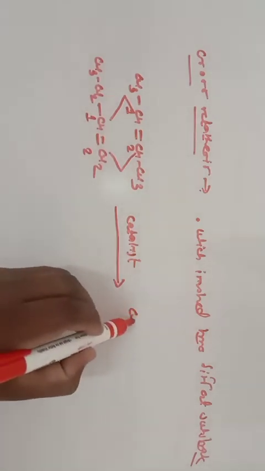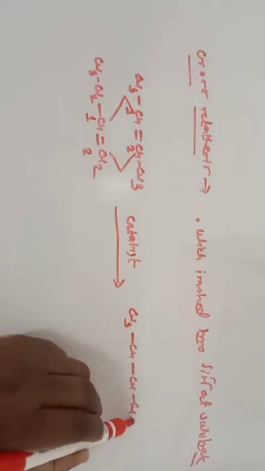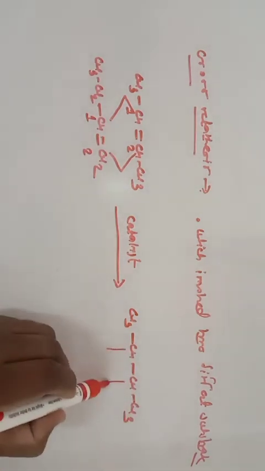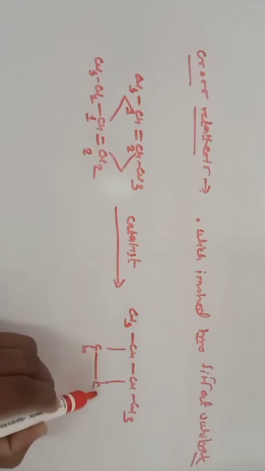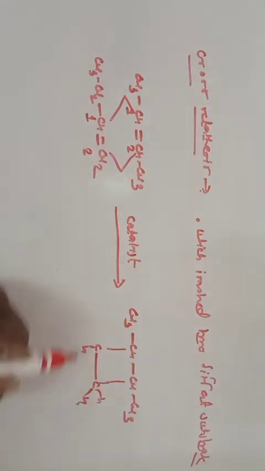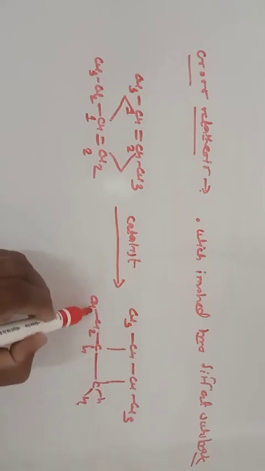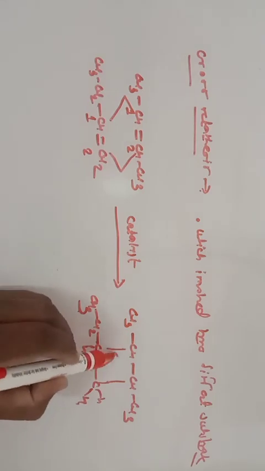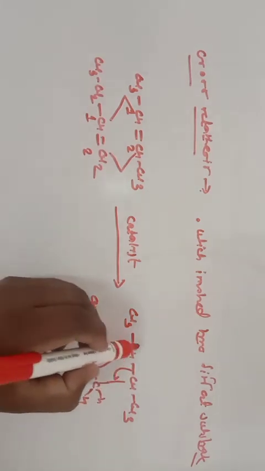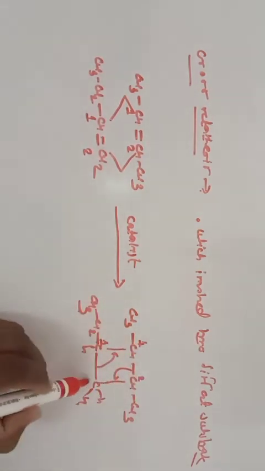We get CH3. CH3, and having this is your CH, this is your H, and this is your CH2 CH3 group. Again, the new bond is formed between these two carbons, carbon number 1 and carbon number 2.